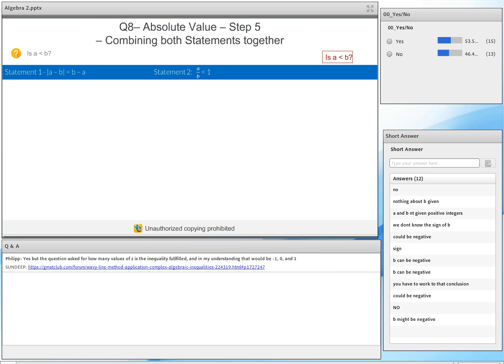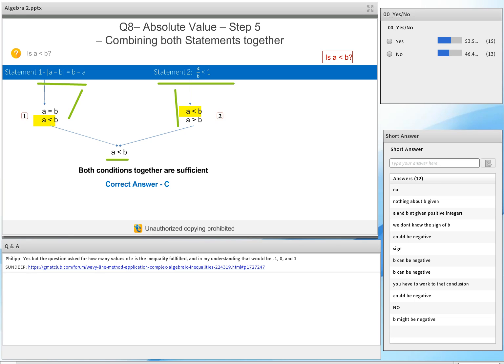So I have to now combine the two statements. What did I get from statement 1? Two scenarios over here. What did I get from statement 2? Another two scenarios here. If both the statements are true, then combining these two, what I can get is A is less than B. If this statement is also true, then the only possible relationship that exists is A is less than B. That's when I can get to the answer that yes, both conditions together are sufficient. So the correct answer is choice C.